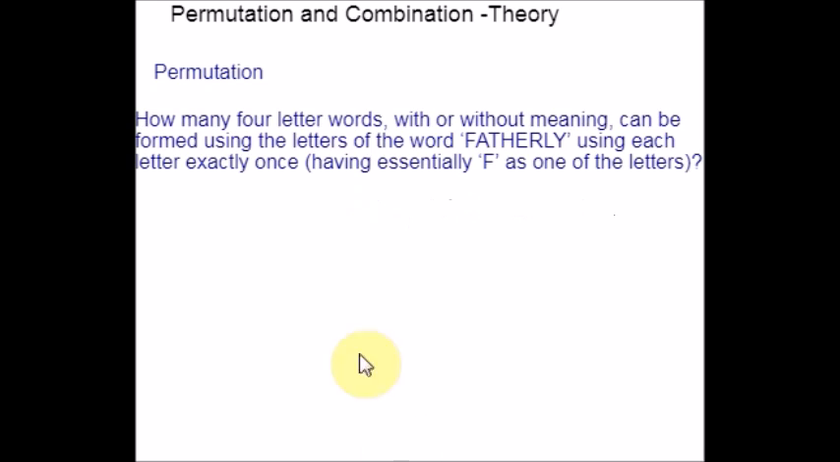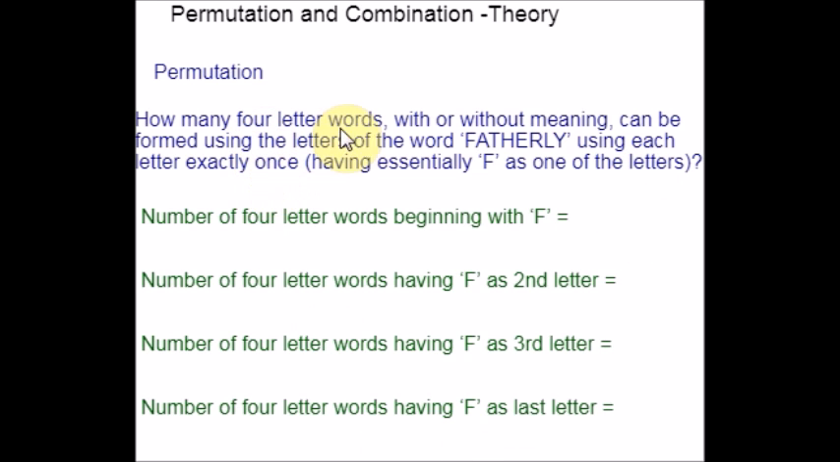Here is another example. How many 4-letter words with or without meaning can be formed using the letters of the word FATHERLY, using each letter exactly once, having essentially F as one of the letters? Okay. We are going to create 4-letter words. F can either be the first letter, or F can be the second letter, F can be the third letter, or F can be the last letter. So let's find the permutation for this one.